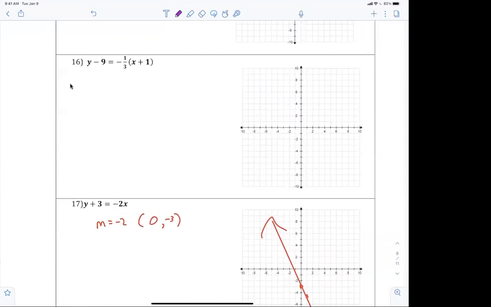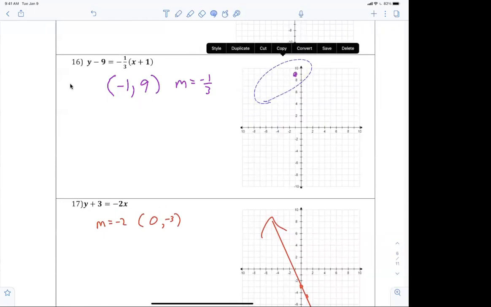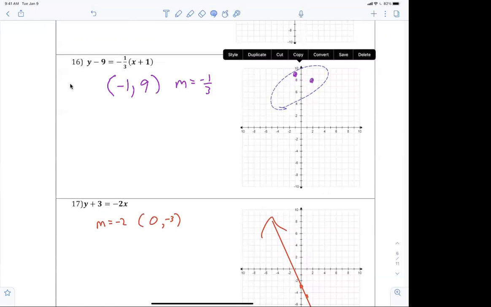Number 16. It's -1 and 9. And the slope is -1/3. Okay, so what do I do? You go up 9 and to the left 1. Left 1, up 9. And go down 1 and to the right 3. Down 1, 1, 2, 3. Perfect.